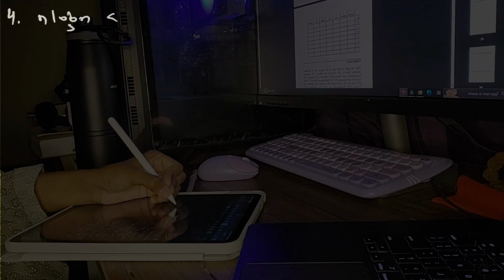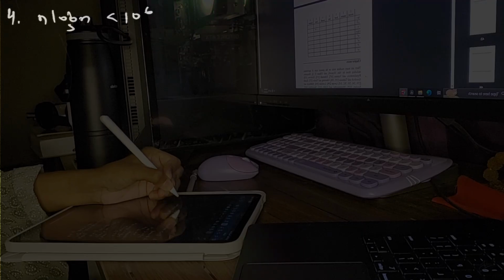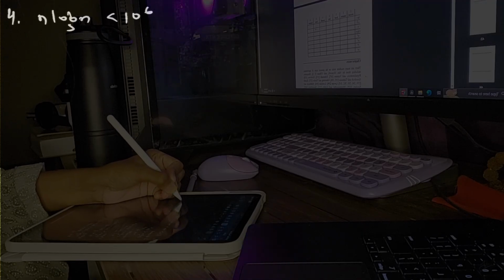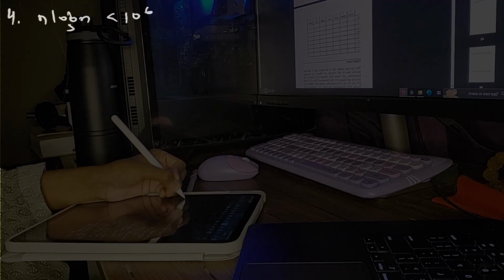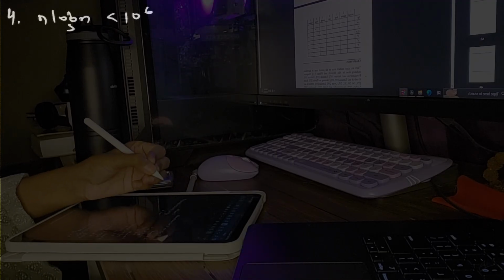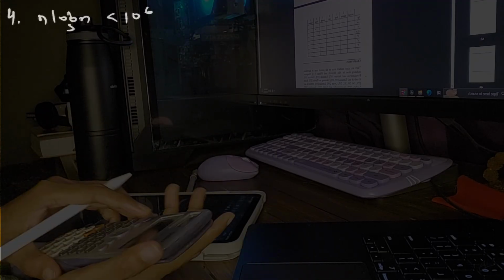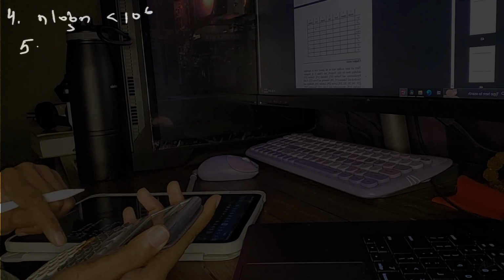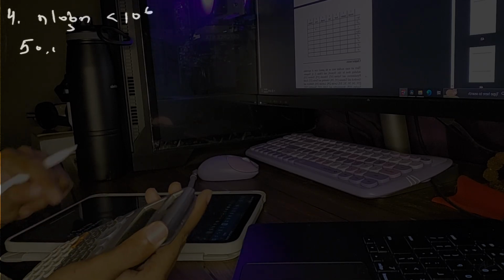So now coming to the fourth one, n log n. Okay, I'm not going to start with 1. We could just try to search for the mid values. I could try with 50,000.